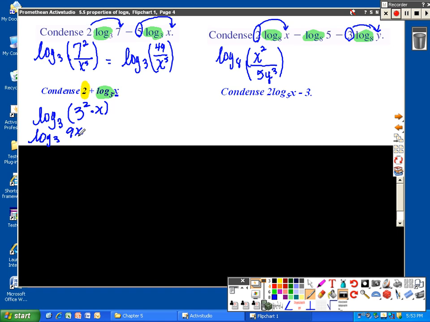Because if we go backwards and we think about it, if we had log 3 of 3 squared, the 2 would come to the front. And log 3 of 3 is 1. 2 times 1 is 2. And that's how I got that value all alone.